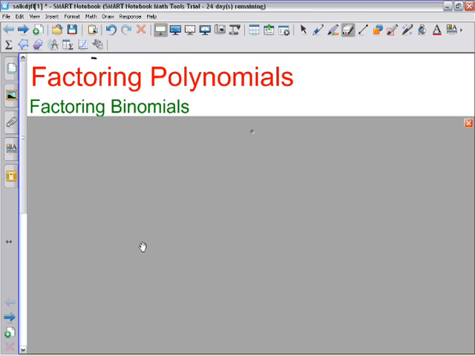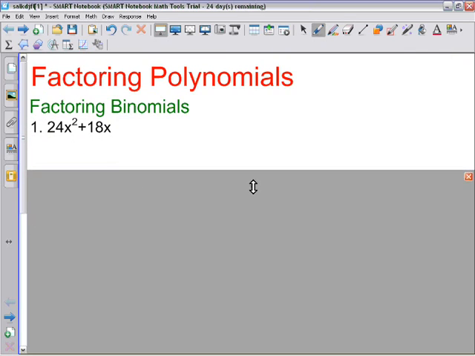Our topic is factoring polynomials. First, we're going to start with factoring binomials. Binomials are expressions with two terms. Let's look at our first example.